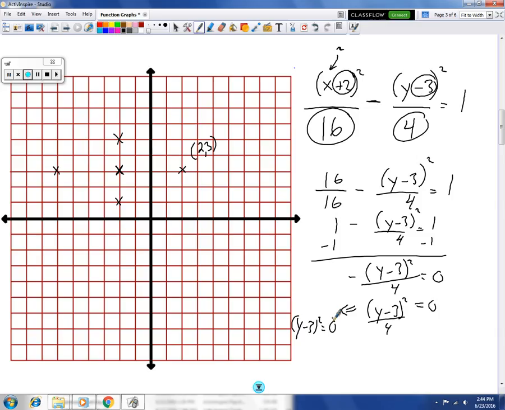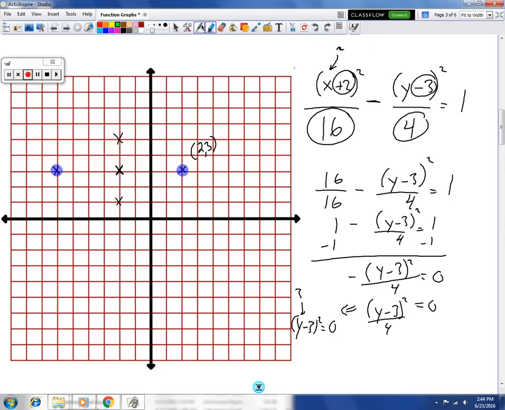Okay, so what do I plug in for y? I could plug in 3 minus 3 and get a 0. So I'm getting legitimate answers here. So that tells me that's a point there, and that's a point there, which means these 2 points, these are not points. These are just to help me.